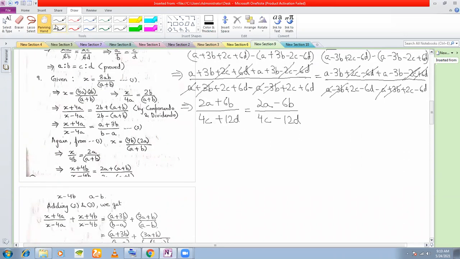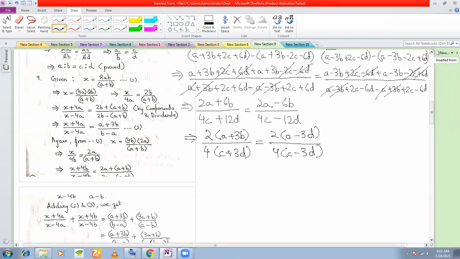Now we are going to cancel out the common factor from the numerator and the denominator. So in the numerator, you have 2 times (a plus 3b), and in the denominator, you can take out 4 to get (c plus 3d). And here again, you have a minus 3b, and you have c minus 3d. So here 2 and 2 will cancel, and here 4 and 4 will cancel. This is what you simply get.